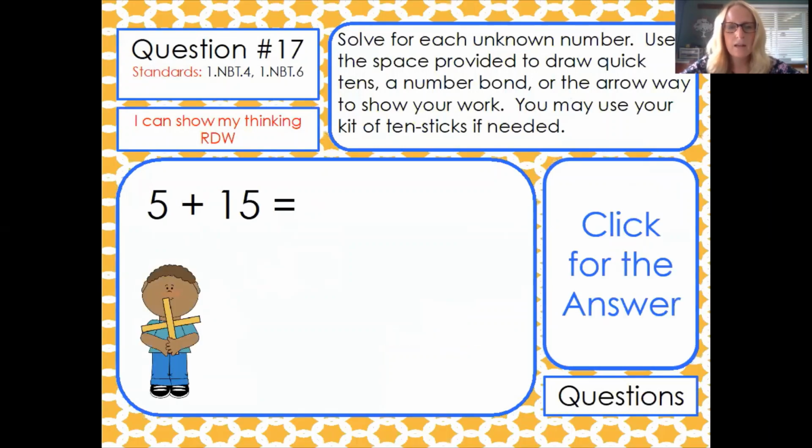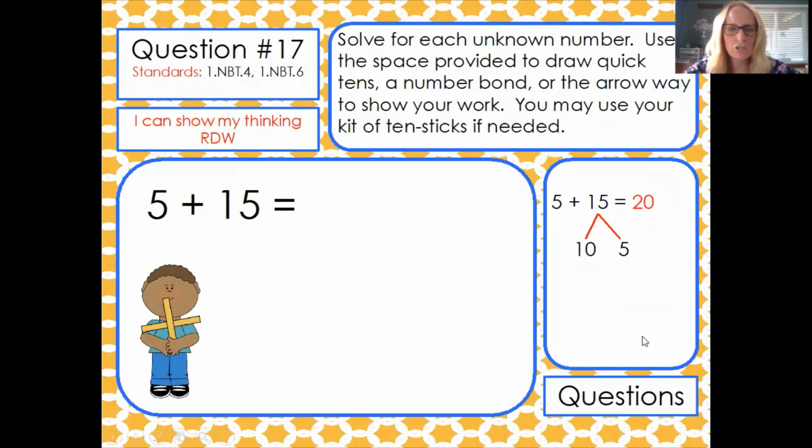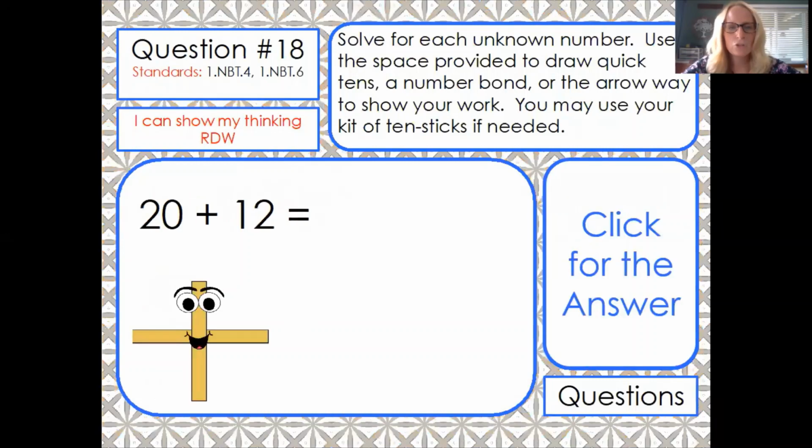Let's move on. 5 plus 15. Pause it and solve and come on back when you're ready. Okay, I am going to reveal the answer should have been 20. I hope you got that same solution. 20 plus 12. All right, I want you to go ahead and solve it.